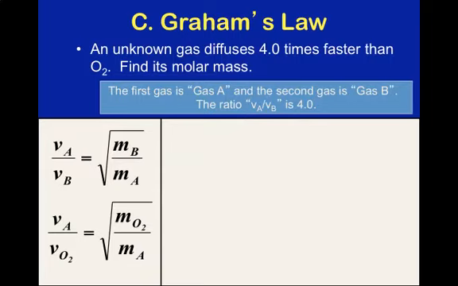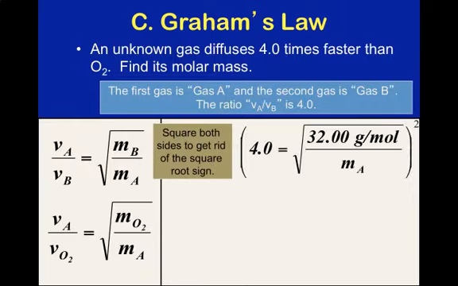All right, let's look at another type of problem. An unknown gas diffuses 4 times faster than oxygen. Find its molar mass. Okay, so the mass of gas A, which is going to be our unknown, is equal to 4.0. That's the ratio that it moves. Remember, we talked about this as a ratio if we're solving it without knowing specific velocities.